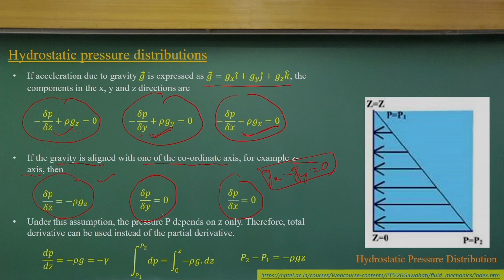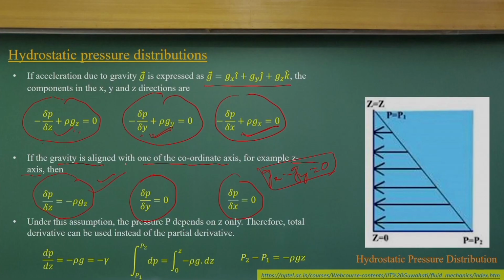So these equations indicate that in that case you will not have any pressure gradient. If I consider a horizontal plane, there will be no pressure gradient in x and y. Only the pressure will vary along the z direction. So on a horizontal plane the pressure will be constant. That is what these equations indicate. Now, if the pressure only varies along z, I can integrate, because pressure is now only a function of z.